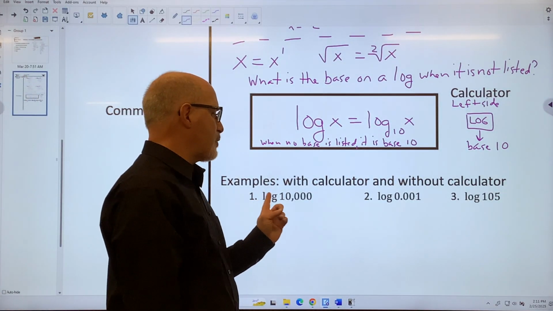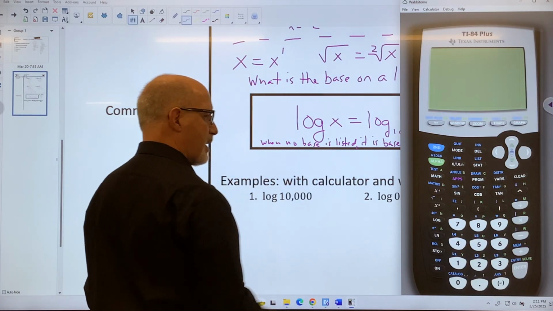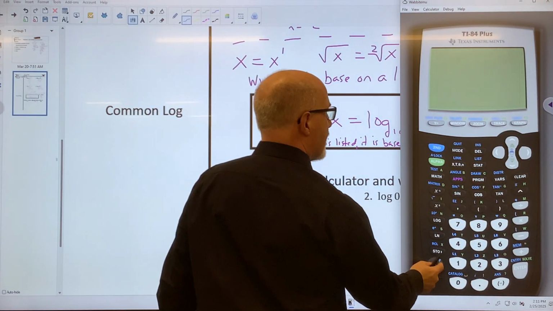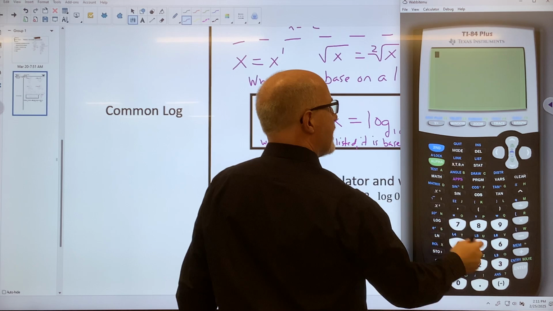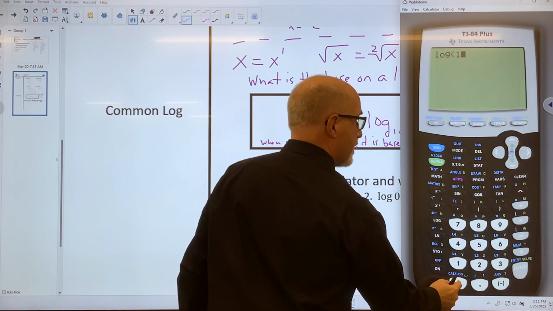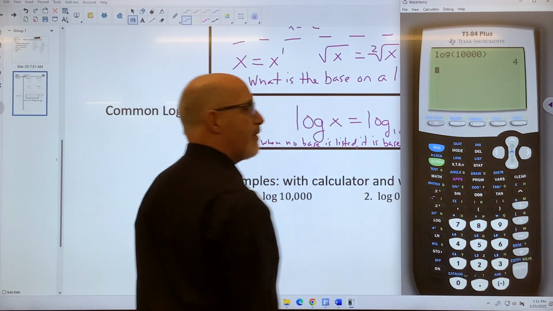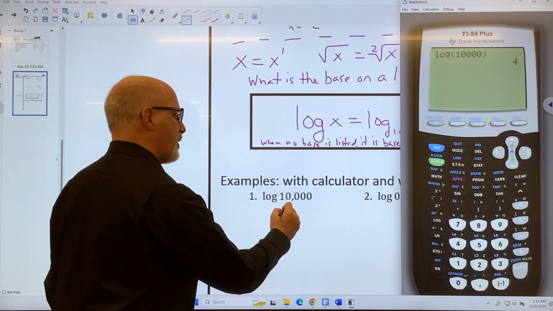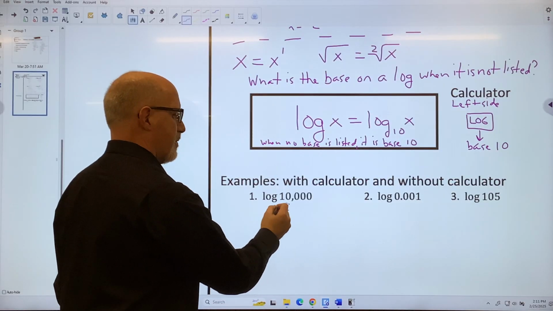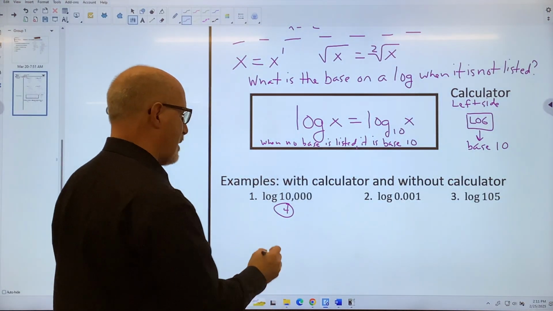So if I'm doing this with a calculator, I want to do log of 10,000. You just pull up your calculator, you hit the log key, and so you hit log of the 10,000, and that's going to give you a 4. The answer to it is 4. Now, why is it 4? Well, let's talk about it without a calculator and what that means.